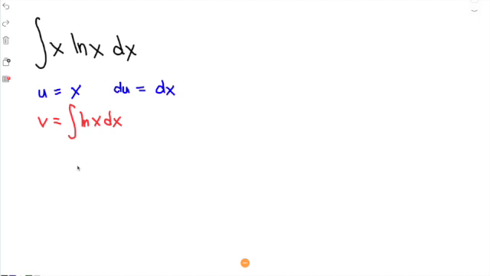Okay, so for our second filter, choose u so that v would be possible. So what is the integral of ln x dx? Does it look simple and does it look possible? I think at this point we don't have a technique, or it's not even in the integration table for this function, the integral ln x dx.